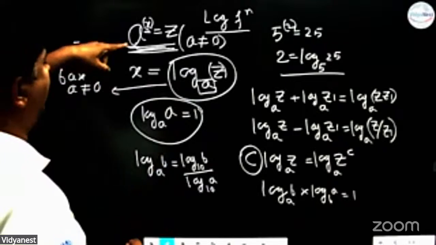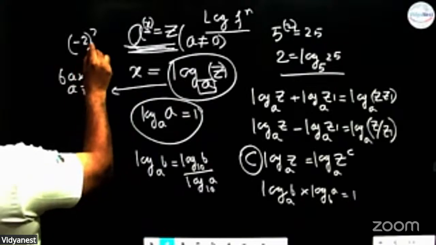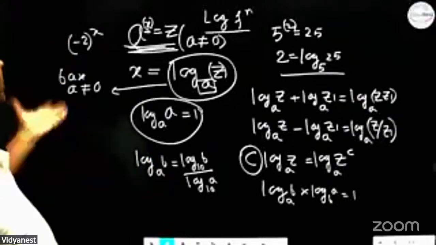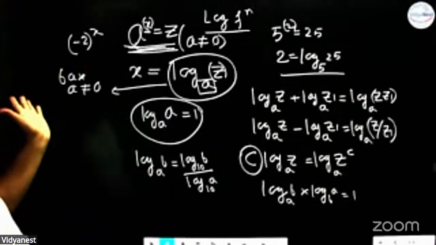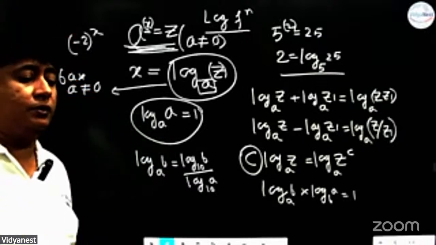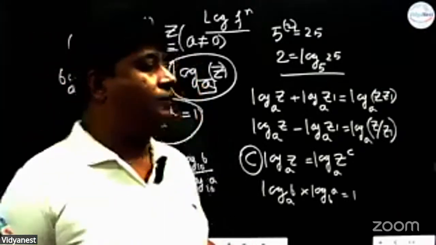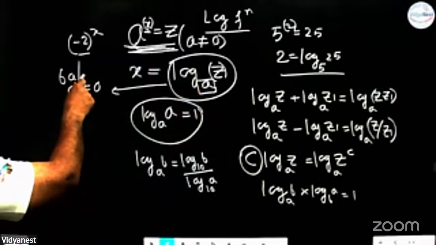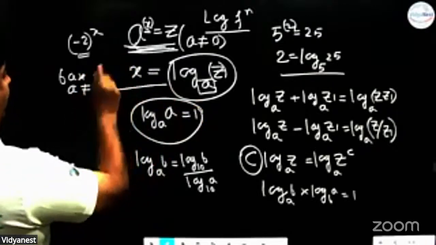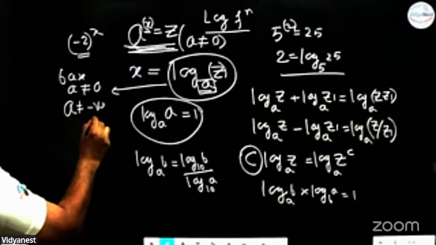If you put minus sign in place of a, you will get oscillatory function, oscillation between plus to minus. You see, suppose I am putting minus 2 to the power x. If I put 1, it will be minus 2. If I put 2, it will be plus 4. If I put 3, it will be minus 8. If I put 4, it will be 16. So, it will oscillate between plus and minus. Okay? So, it cannot converge to a finite limit. So, that base a cannot be negative.